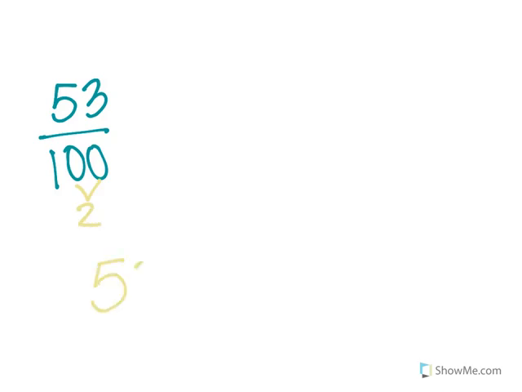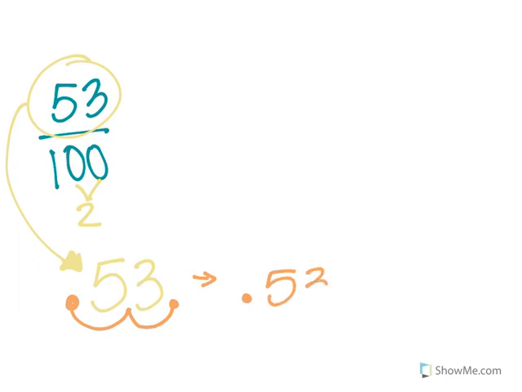Okay, let's now try it with hundredths. So let's say I gave you 53/100. There are now 2 zeros. So that means I write down 53, take my numerator, I write it down here. Because there's 2 zeros, I get to move this decimal point forward 2 places. So this now becomes 0.53 or 53 hundredths.